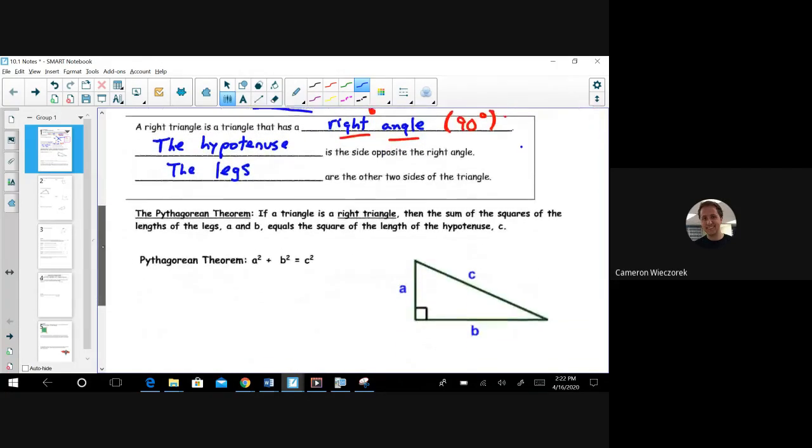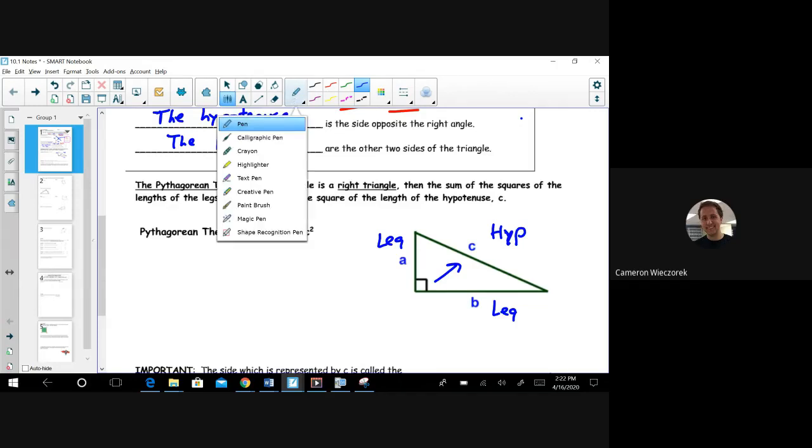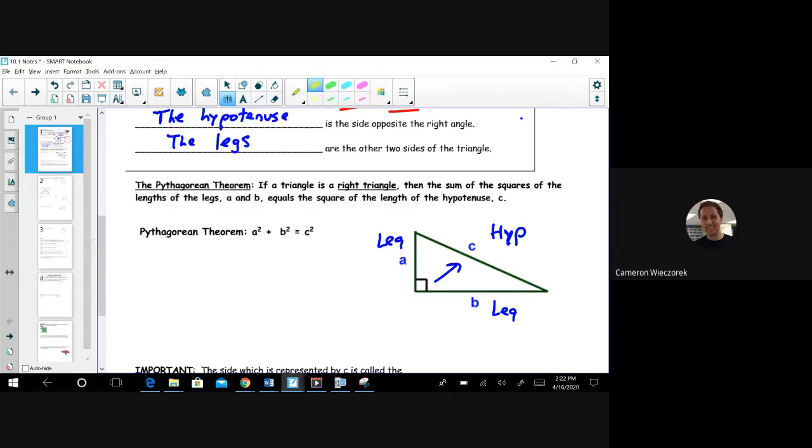So what does the Pythagorean theorem say? I have a right triangle down here, and you'll notice that I have the legs labeled a and b, and the hypotenuse labeled c. Pretty typical setup when we do right triangles. We like to use the letters a, b, and c. What the Pythagorean theorem says is that if a triangle is a right triangle, so first and foremost, this only works if you have a right triangle, the sum of the squares of the legs, a and b.